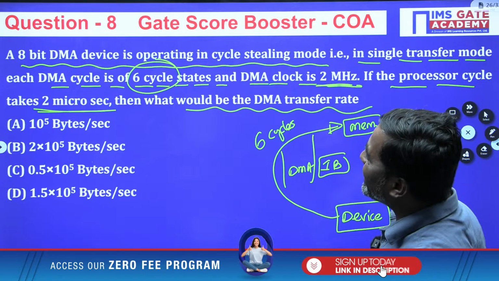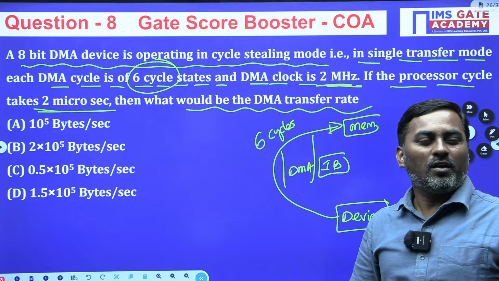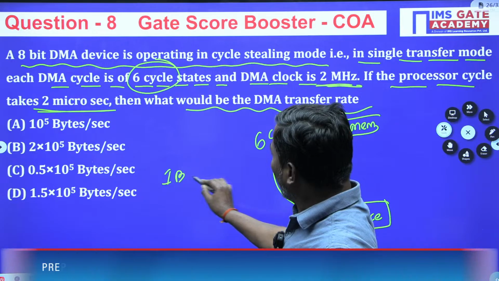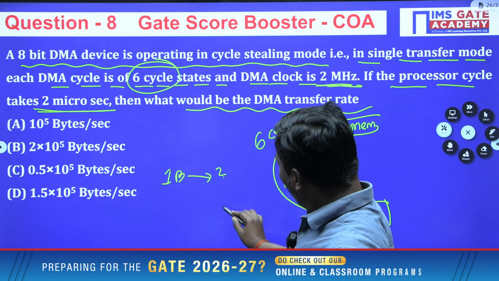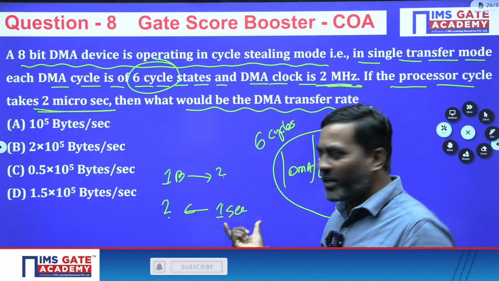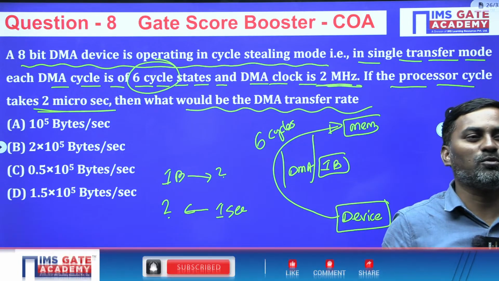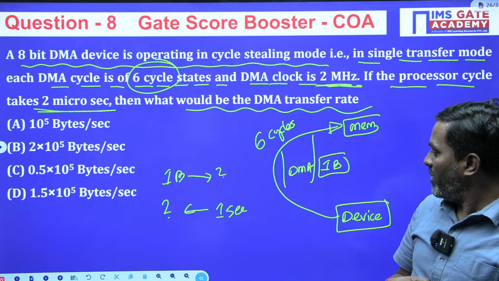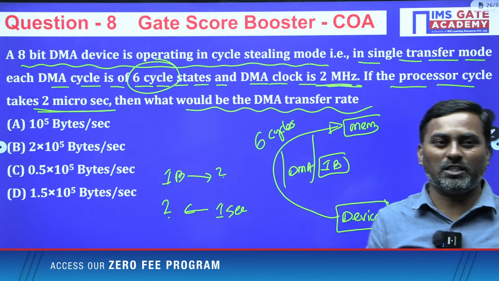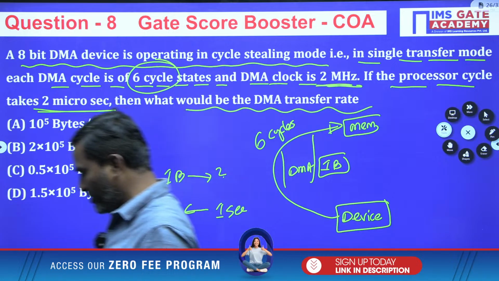If the processor cycle takes 2 microseconds, then what would be the DMA transfer rate? He is asking now. Transfer rate means I should know how much time 1 byte takes. For 1 second, how much data can we transfer? If I allow 1 second of time to transfer, how much data will you transfer? That becomes the data transfer rate. Data transfer rate and bandwidth are all the same.